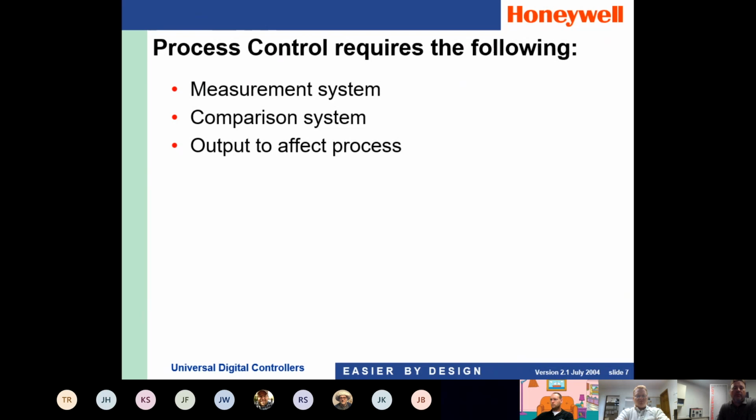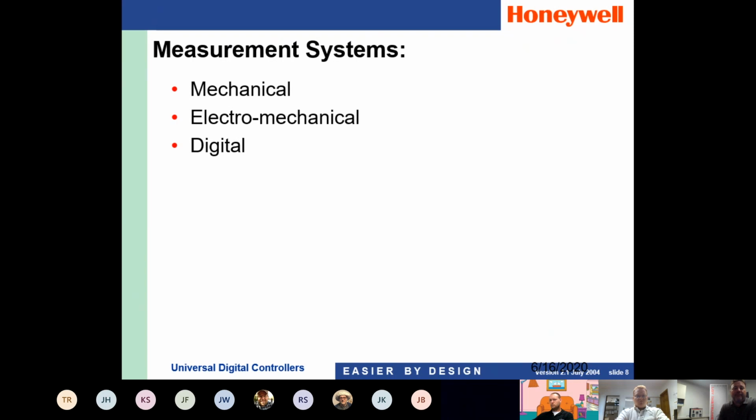So process control requires a measurement system, which is your input, a comparing system, which is your controller or PLC, and then an output to affect that process variable, which is your main control output.